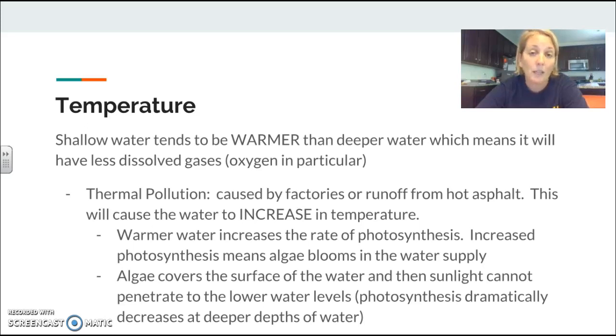If plants can't get the sunlight they need, they can't undergo photosynthesis, which means the amount of oxygen available for the living animals in that ecosystem is going to be greatly diminished. So it's really a good balance. It's a delicate balance of temperature when we talk about our water supply.